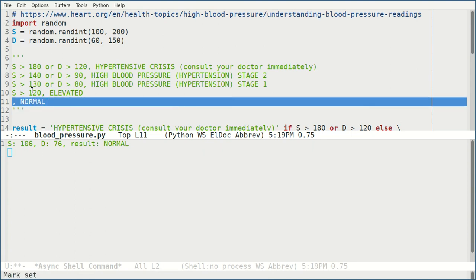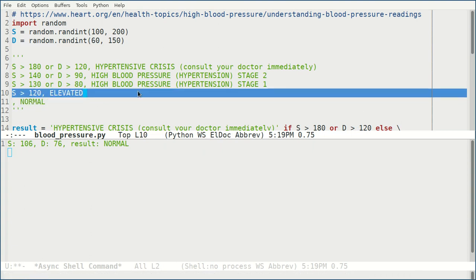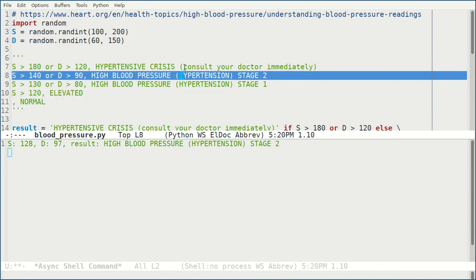So if the 106 is below 120, then the D must be below 80, that's normal, correct. 128 something is here below that one, and D however is higher than that, so it should be stage 1. No, 97, yeah, higher than 90 is stage 2, so that's correct.